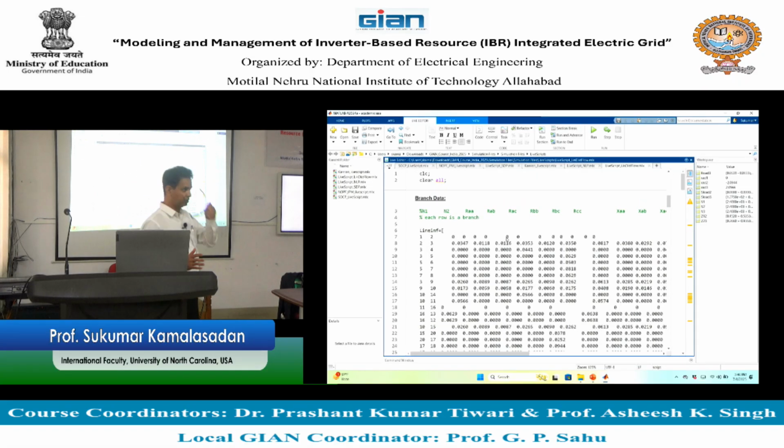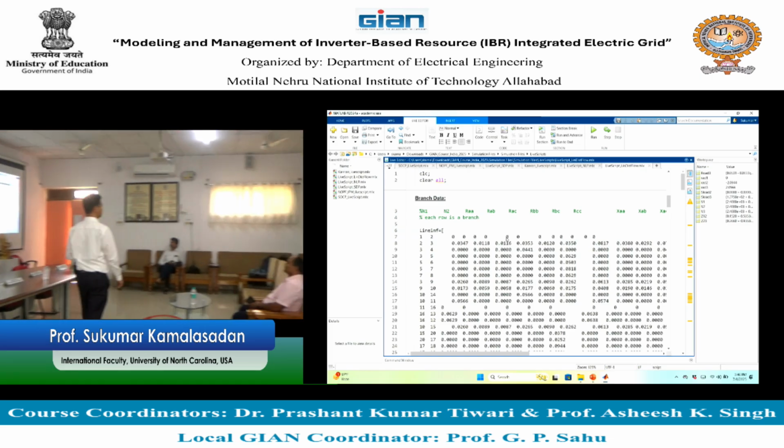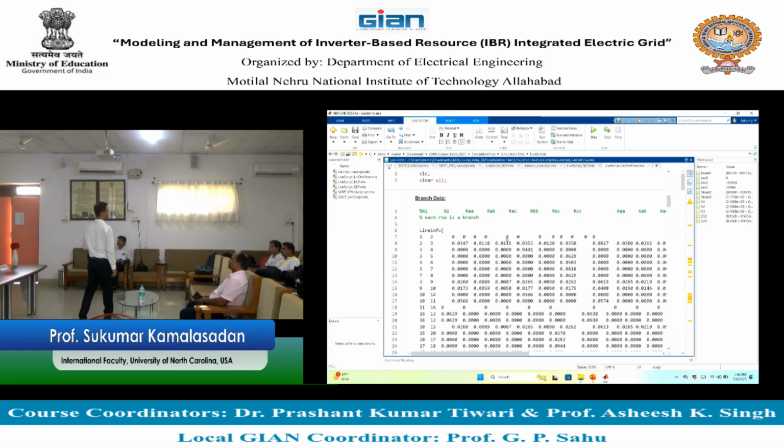For any device, any system, you organize the data of the system to run the power flow in two forms. One is called bus data, another is called branch data. Bus data gives you the bus number and what is in that bus, and branch data represents how the branches are connected. So this is branch data. Does everybody know bus data, branch data? I think some of you already know.